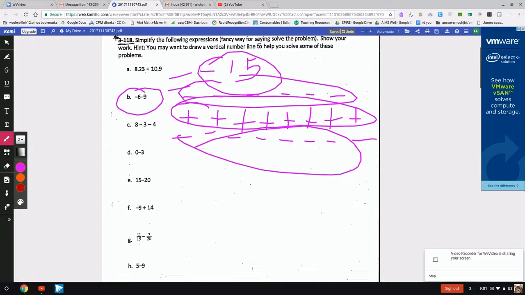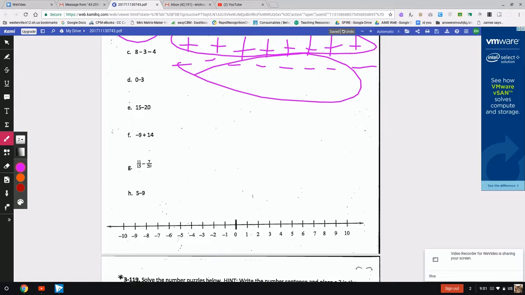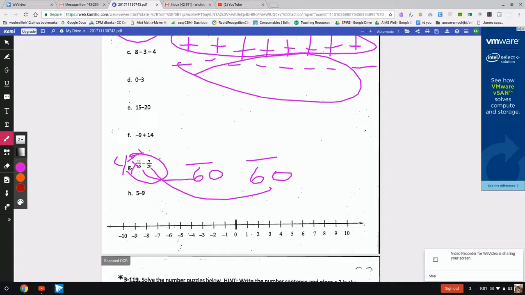For G right here, don't forget to get the common denominator, which would be probably 60 would be a good one for you to use. Again, how many 15s go into 60? Would be 4. You multiply 11 by that. How many 20s go into 60? You're going to multiply your 7 by that.